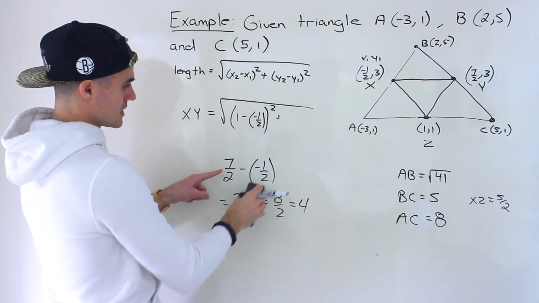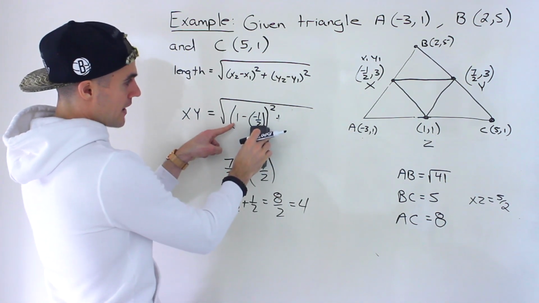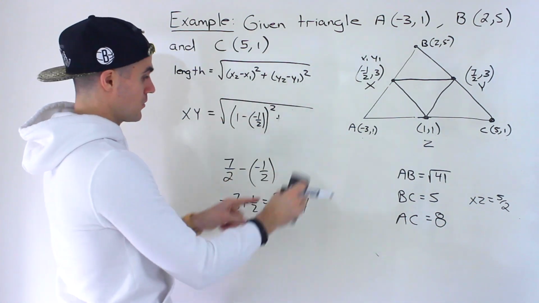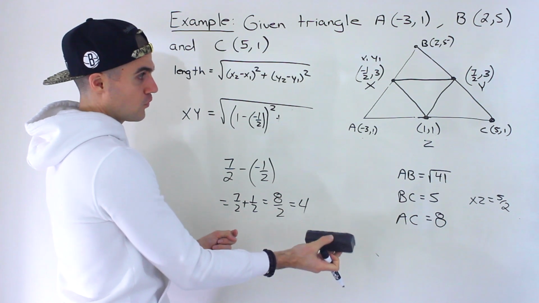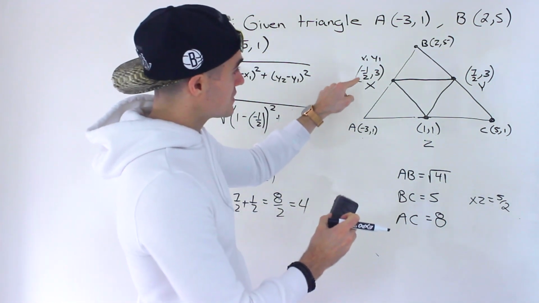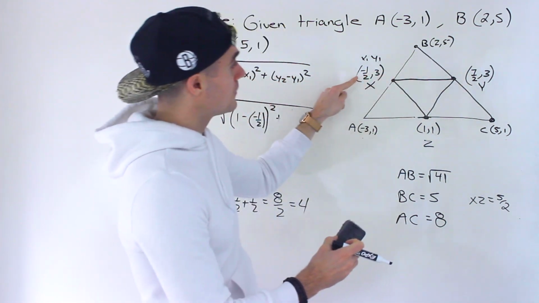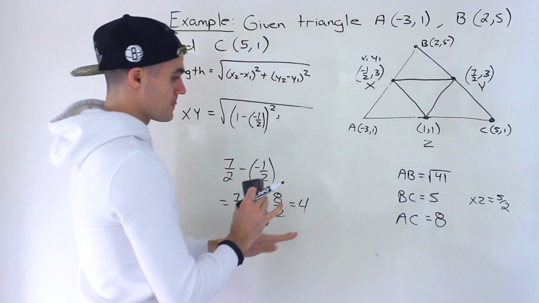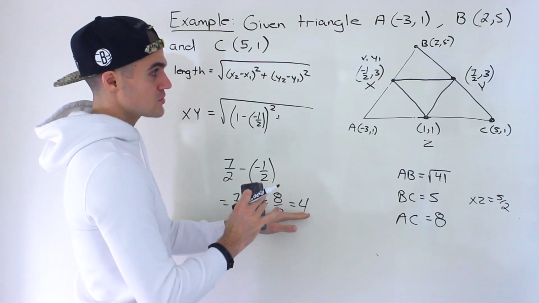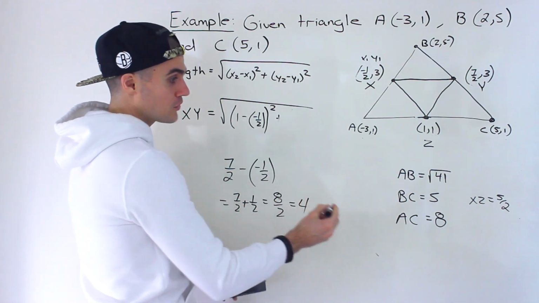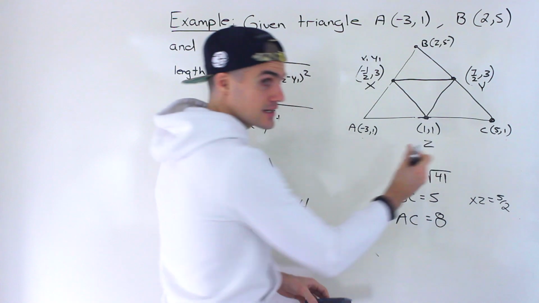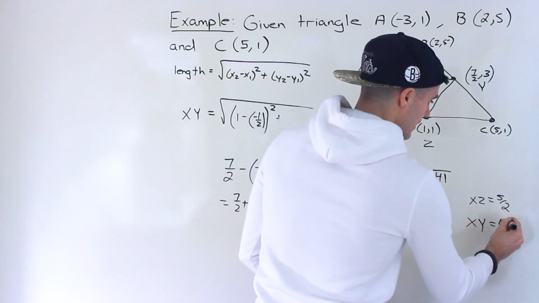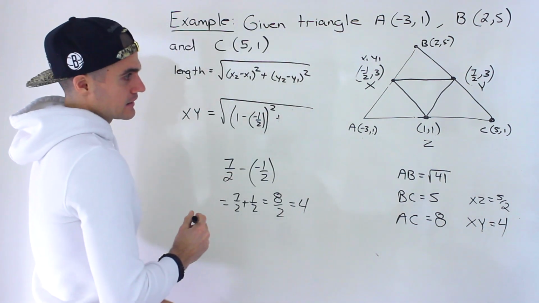And if you did this, right, you would put that in the bracket, square that, but then square rooting it, it would cancel out that exponent and you'd just end up with 4. Right, so the distance from negative a half to 7 over 2, or from negative 0.5 to 3.5, if you want to look at it in terms of decimals, is going to be 4. So the length of xy is 4. Notice how that's half of AC as expected. So xy has a length of 4.